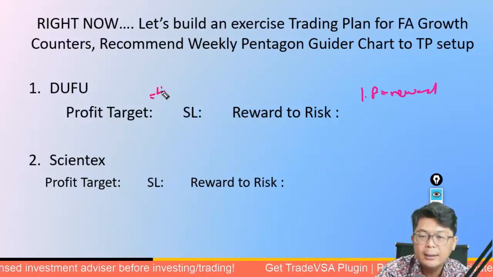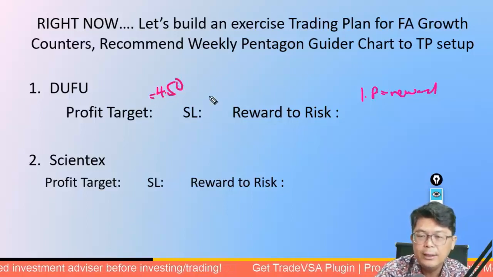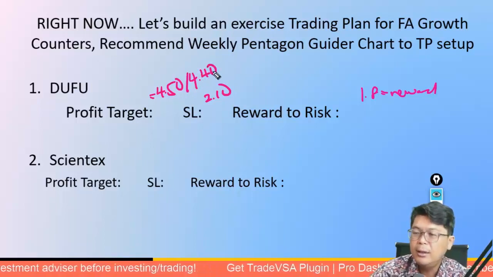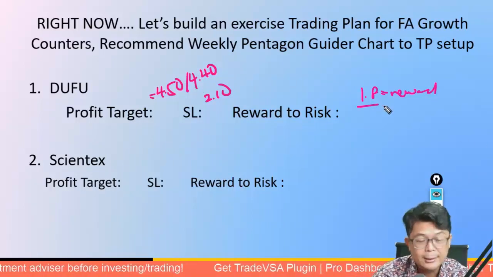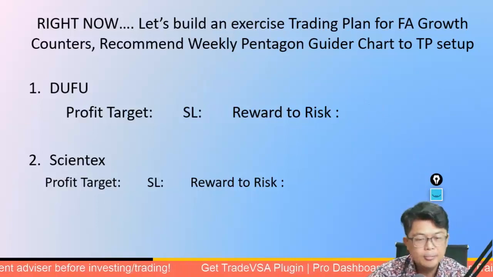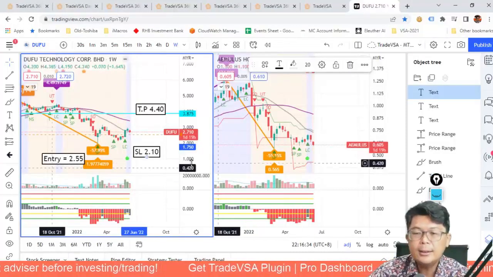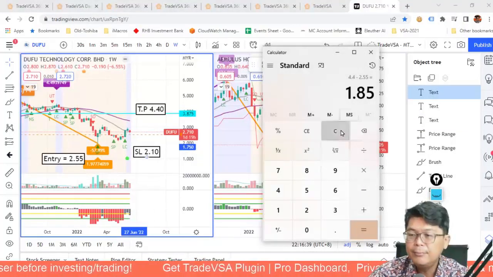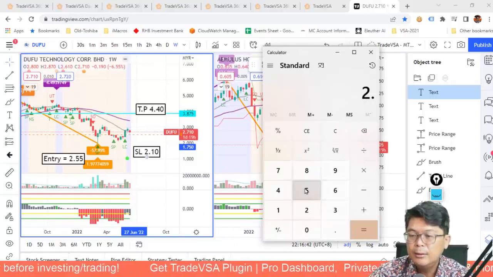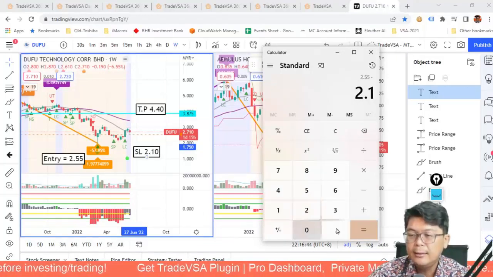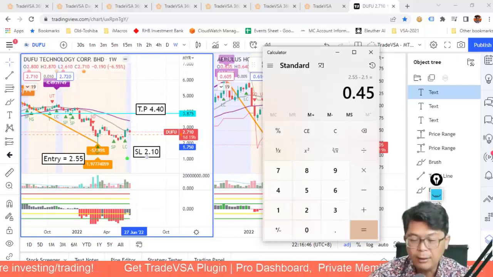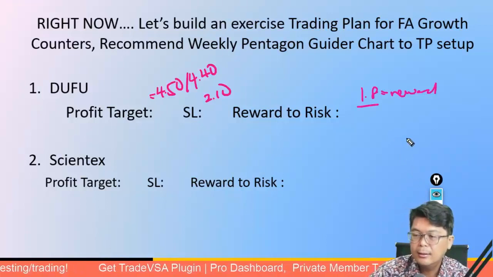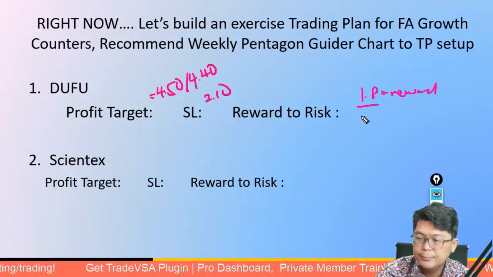Now we had it earlier, right? Profit target is 450, or 440, somewhere there, and the stop loss is 2.10. So the reward is 1.8. Now we want to calculate the risk. Risk, just now we had it at 2.55 minus 2.10, so that is 45 cents.